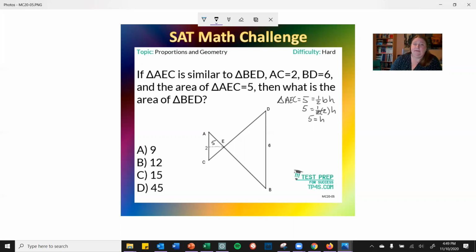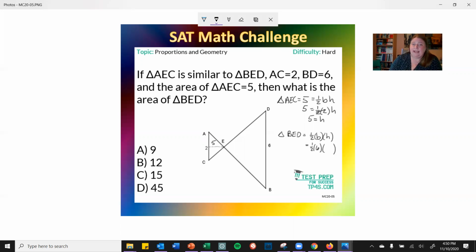If I can get the height of the larger triangle, I can use that to find its area. So area of triangle BED is also equal to 1/2 base times height. I know the base is 6. I have to figure out the height, and if I can do that, we're going to have this solved.